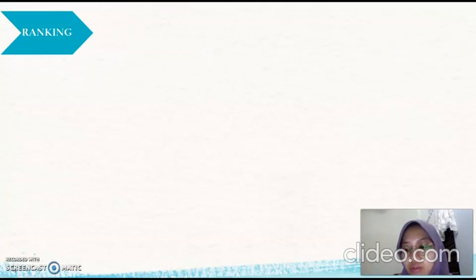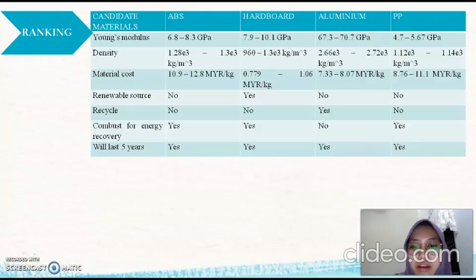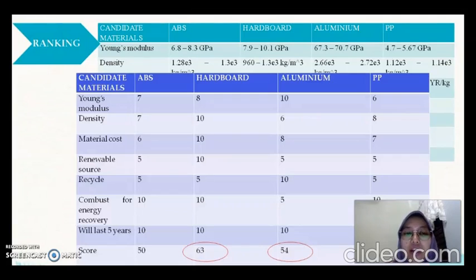Now we need to identify the performance for each of the properties. All of the materials can last for 5 years. However, the hardboard has full marks for its density, material cost, renewable source, and also it can be combusted, compared to the aluminium and the PP.